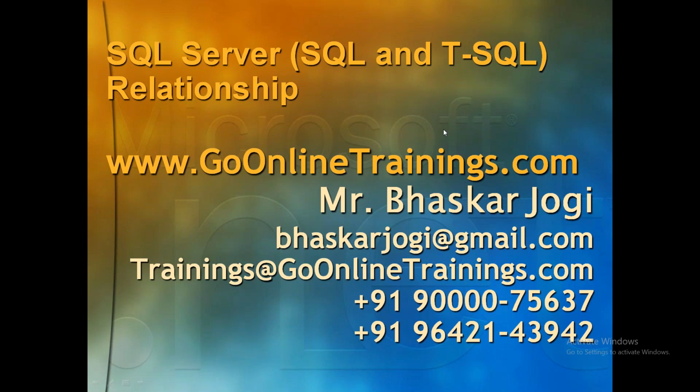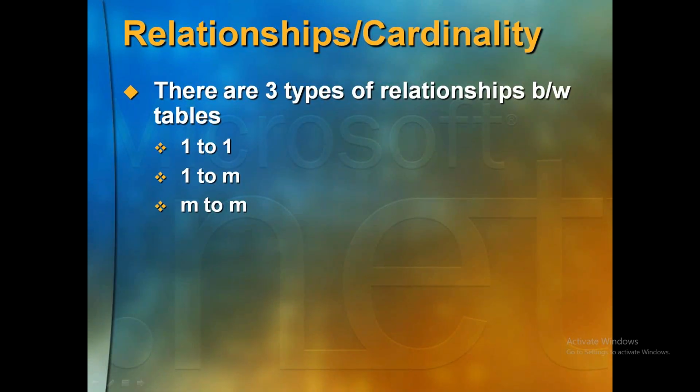We are discussing business integrity, and today we're going to be discussing relationships. What are the relationships that you may have in a database? A database will have a lot of tables, right? Every database will have thousands of tables, or 100 plus tables. How are the tables linked? There are three types of relationships between tables.